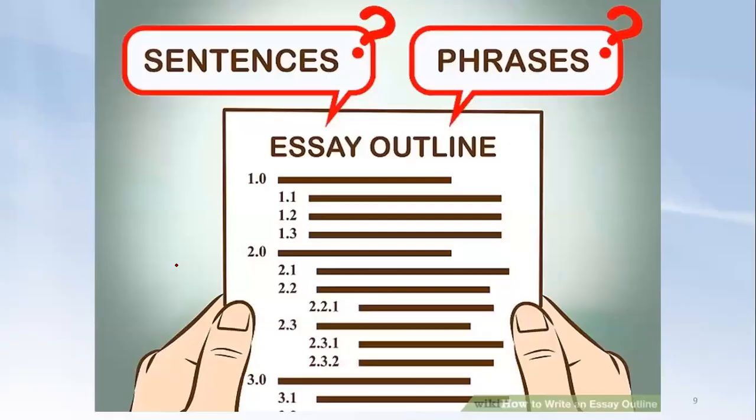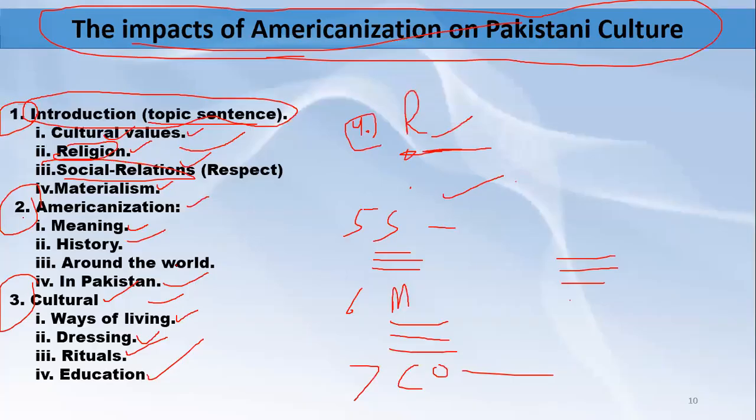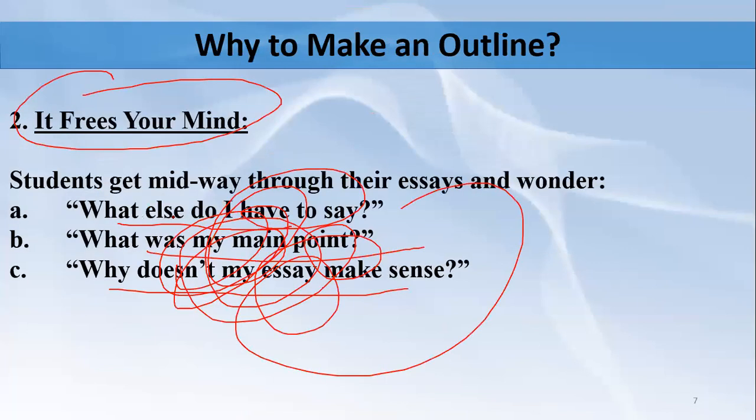Because we have already got a ready-made sketch in front of us, we simply explain one point after another. So we need not think about what I have to write next. What is my main point? What do I have to write now? And the essay must make sense, and it must be coherent, well organized, well structured. So these are the two basic reasons that making an outline is a must for an essay. Is this clear?